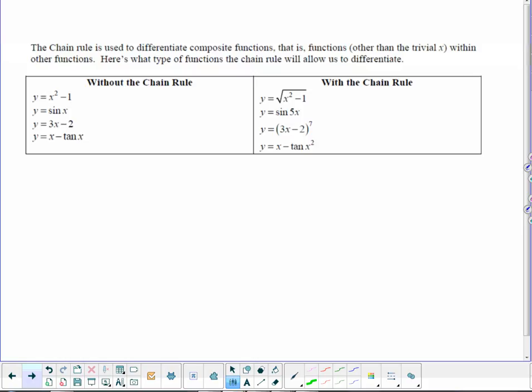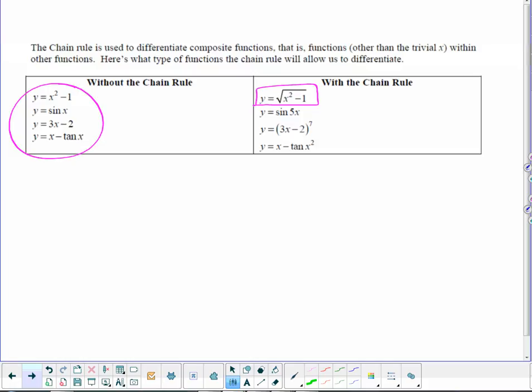So here's the type of functions that the chain rule will now allow us to differentiate. We've worked with all of these types of functions, nice, simple, x squared minus 1. We can handle it using the power rule. And now with the chain rule, what we can do is add an additional function on there.